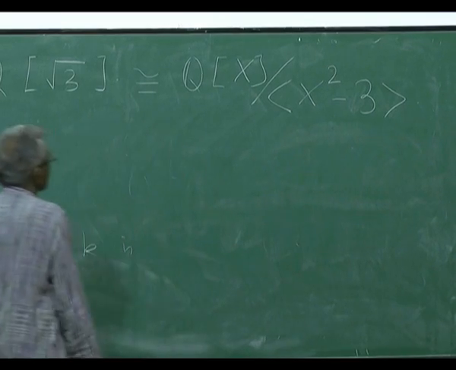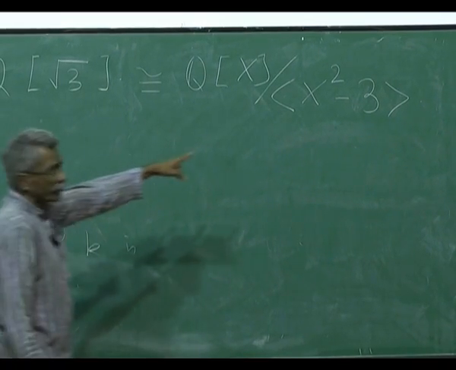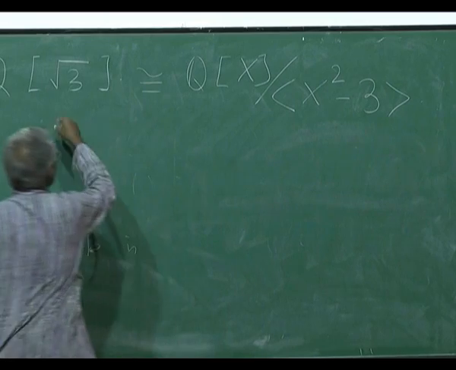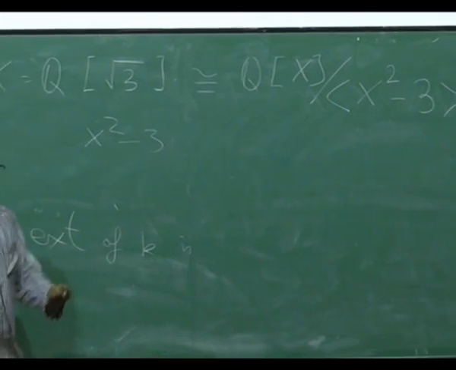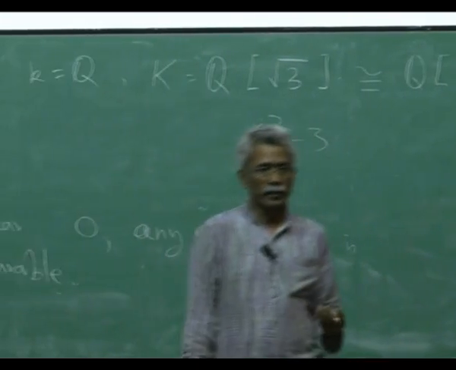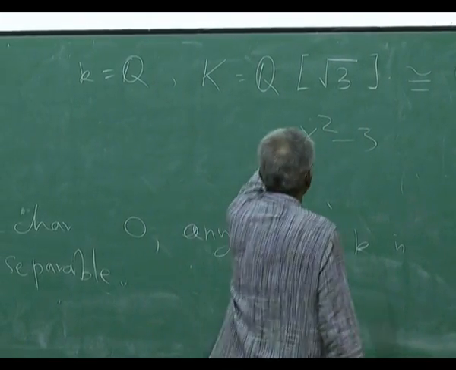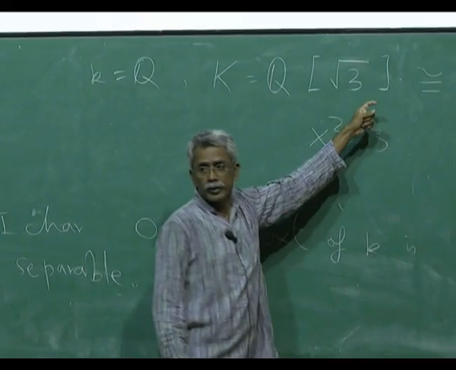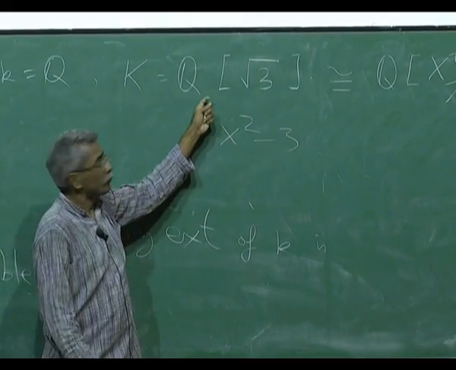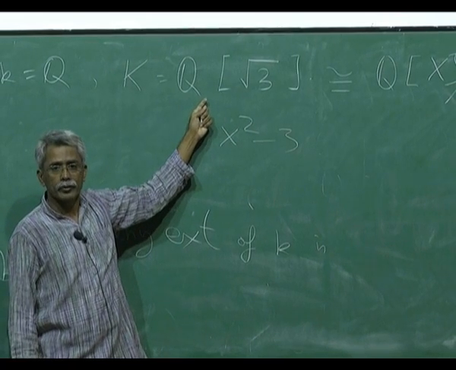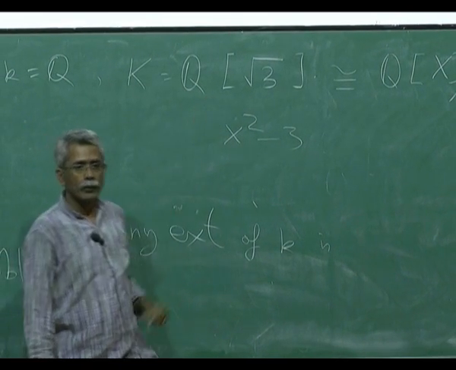Alright. Now what are the roots of this x^2 minus 3? Only plus root 3 and minus root 3. And if we attach plus root 3, automatically minus root 3 is also here. Correct? So we say that this is a normal extension.